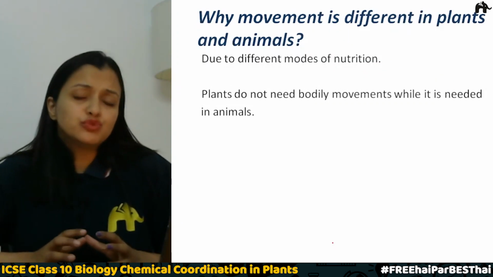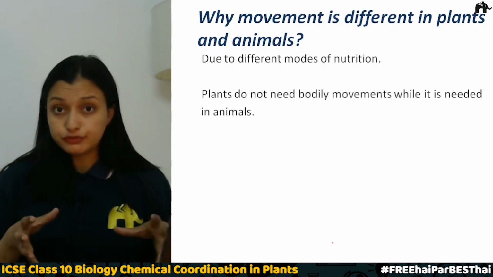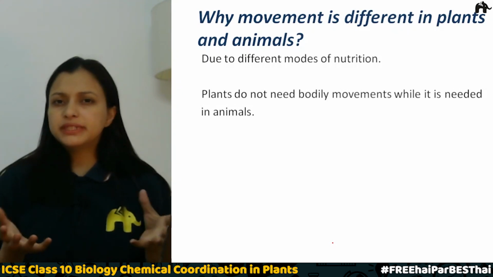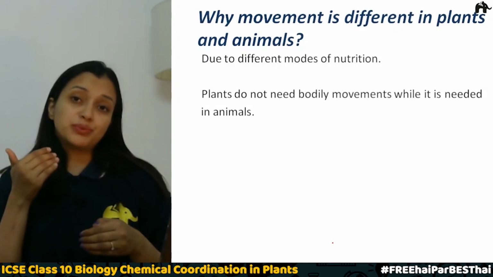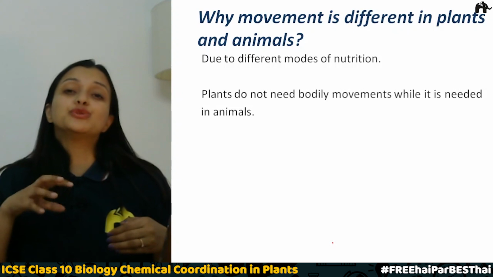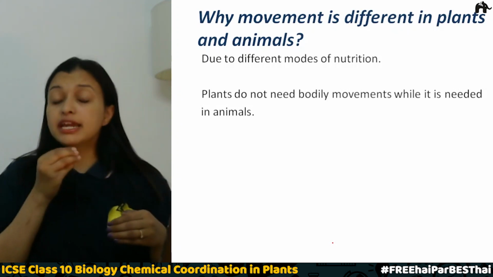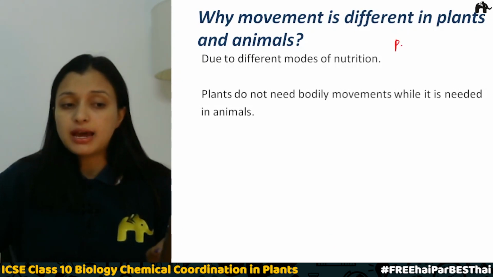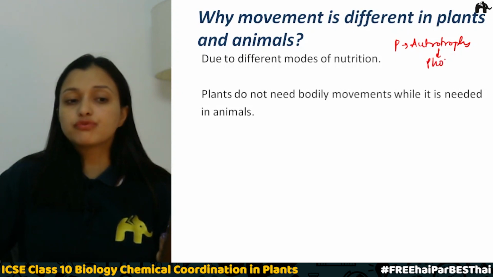Now, why is animal movement different from that of plant movements? Many of you must be thinking that plants do not move at all, right? So there is no movement in plants, correct? But now, when we have started studying this chapter, you have realized that yes, plants do move, correct? Now, if we see the mode of nutrition in case of plants and animals, plants are autotrophs, right? So they synthesize their own food by the process of photosynthesis.